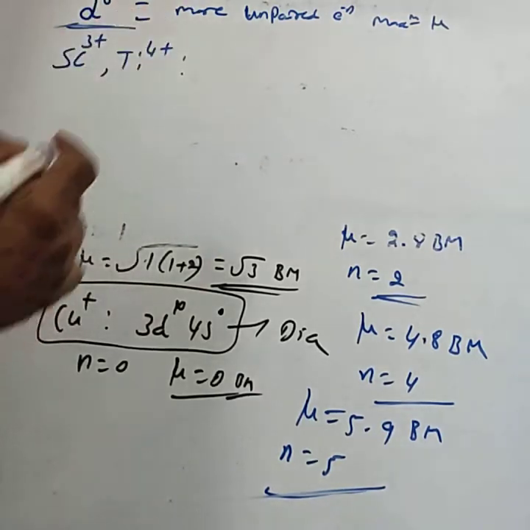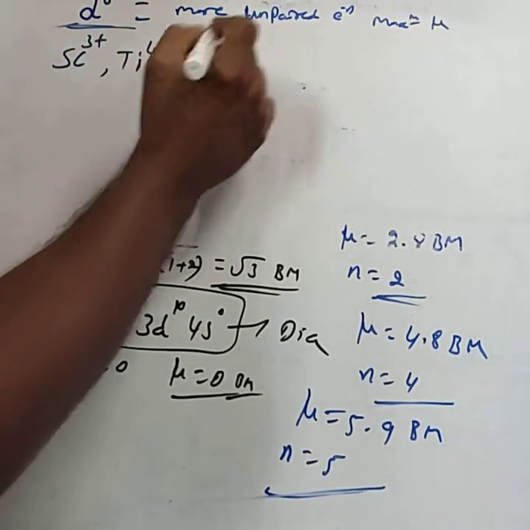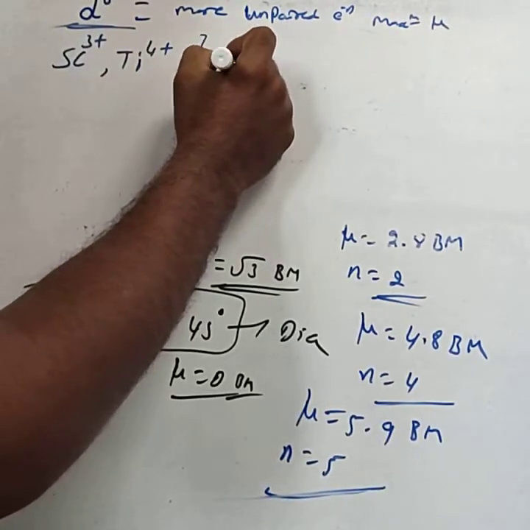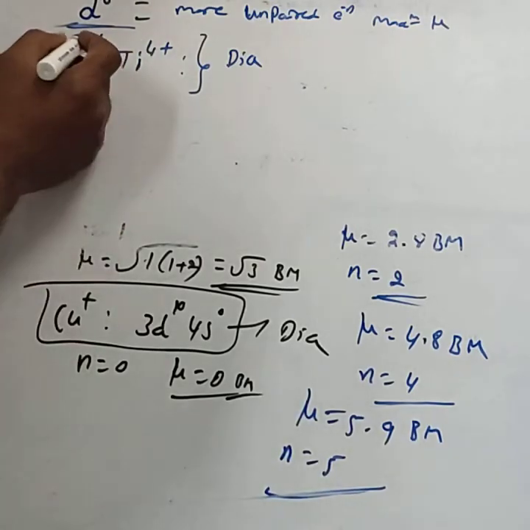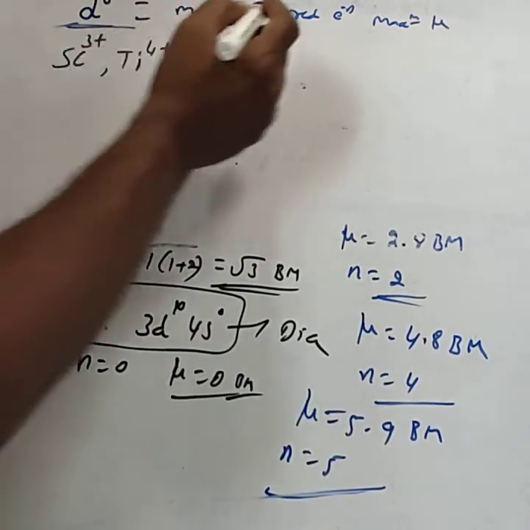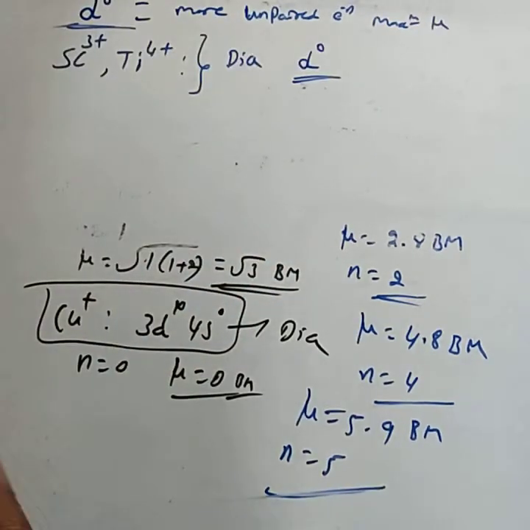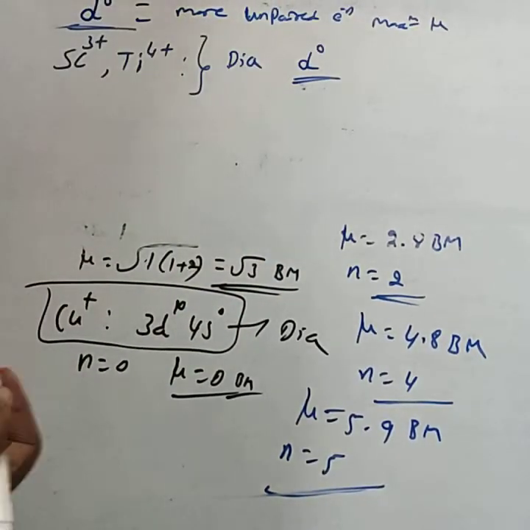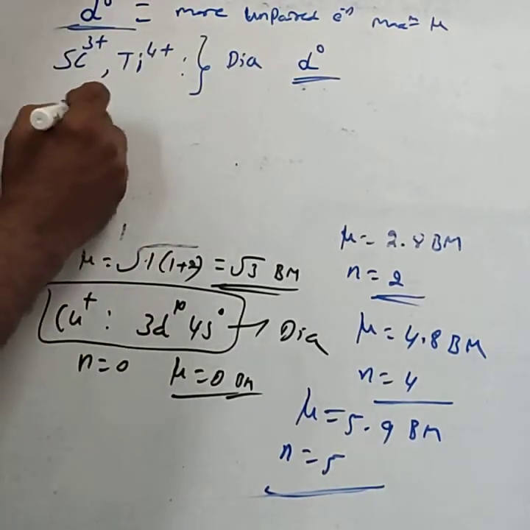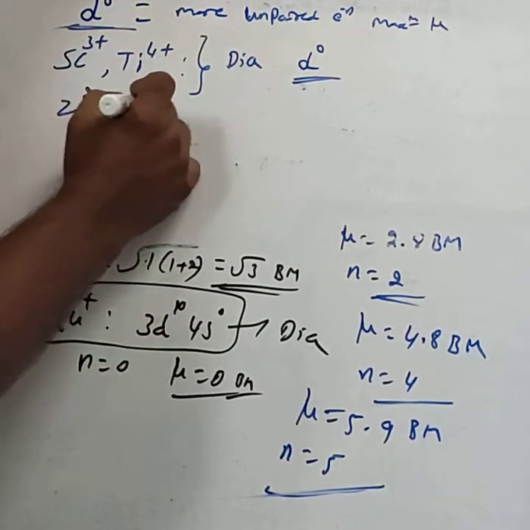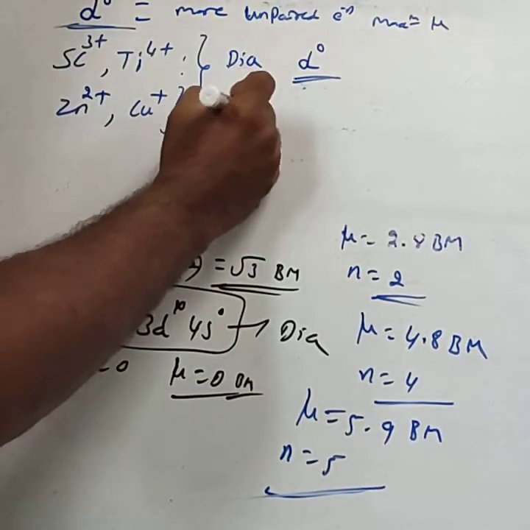Then you take scandium 3 plus and titanium 4 plus. These are taken as diamagnetic in nature. Why are they diamagnetic? For scandium 3 plus and titanium 4 plus, you get d0 configuration. It has no unpaired electron. Hence, they are said to be diamagnetic. Or you take Zn2 plus or Cu plus. These are also said to be diamagnetic.